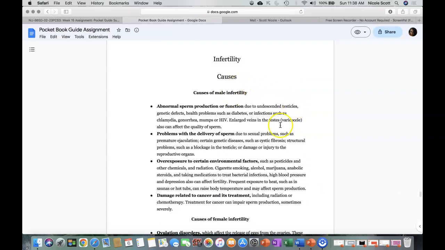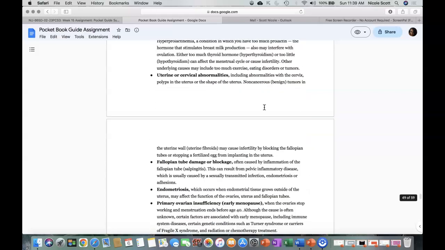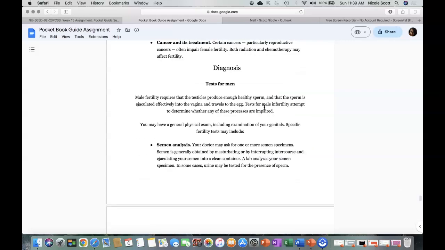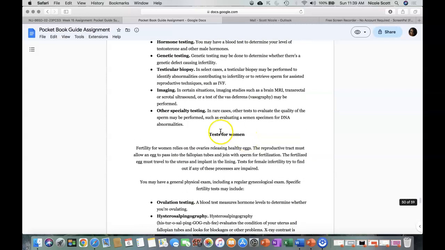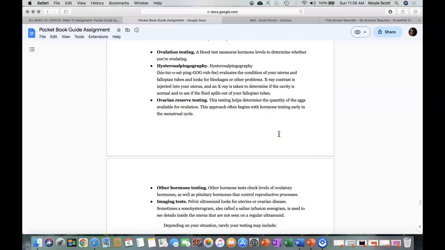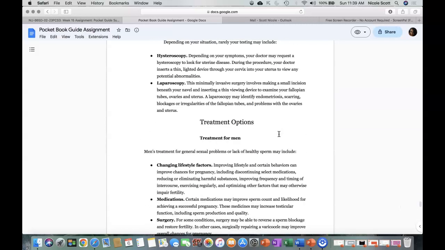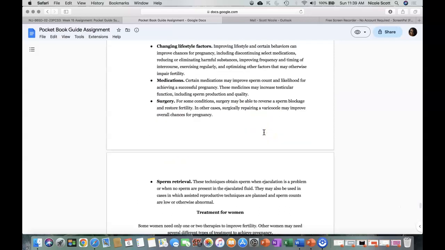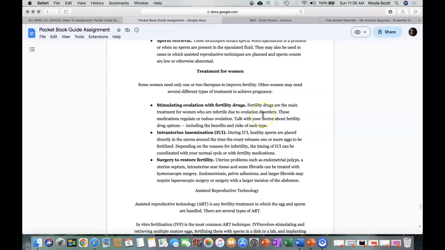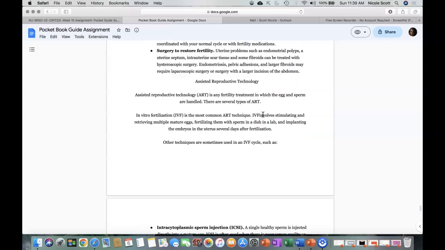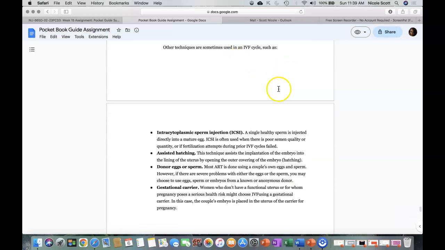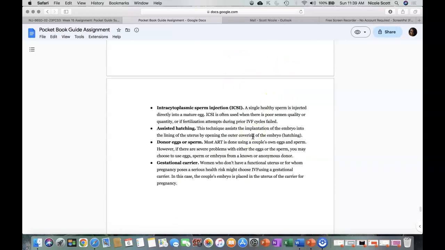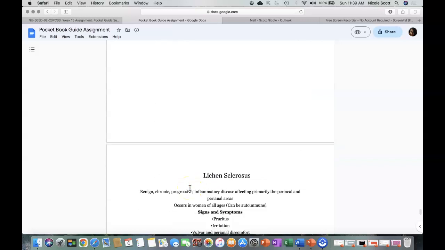Infertility, so causes, I have both male, female, what to look out for. Testing, what we're going to do for men, what we're going to do for women. Treatment options for men, treatment options for women. IVF, ICSI, goes over everything in pretty good detail.